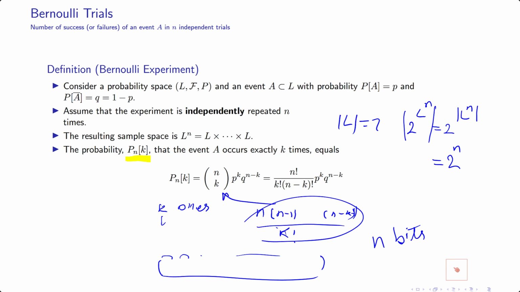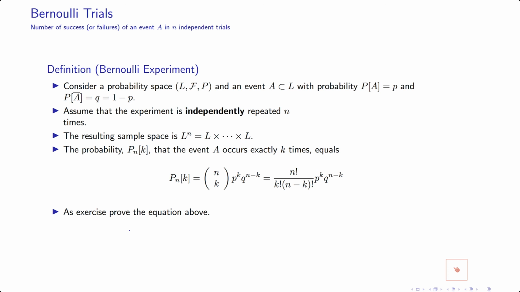This is called the Bernoulli distribution, which represents the probability of k ones in n repeated trials. As an exercise, try to either justify or prove this for yourself.